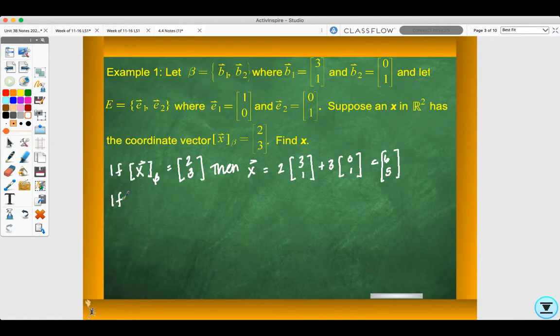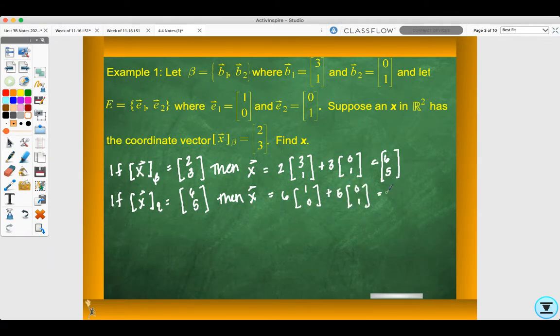And then if my E coordinate vector of x equals 6, 5, then x would equal 6 times 1, 0, plus 5 times 0, 1, which would be 6, 5. Those are the same. Therefore, the coordinate vector of x relative to E equals x, if E is the standard basis in Rn.